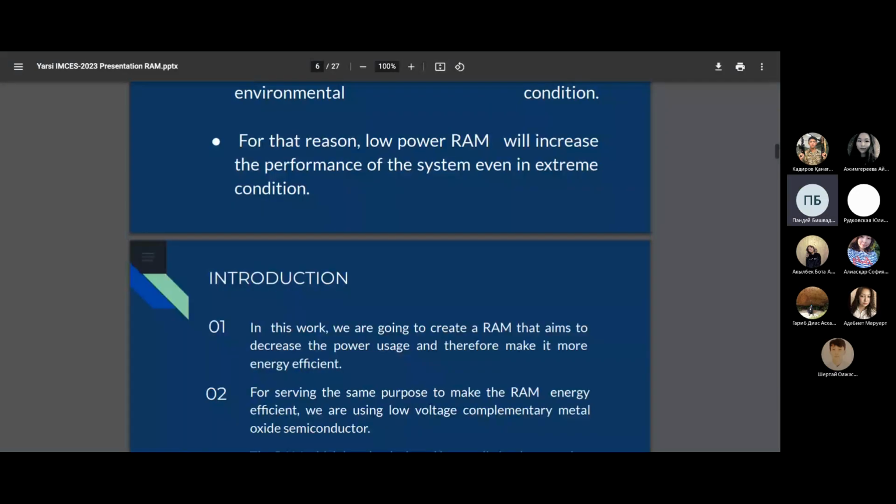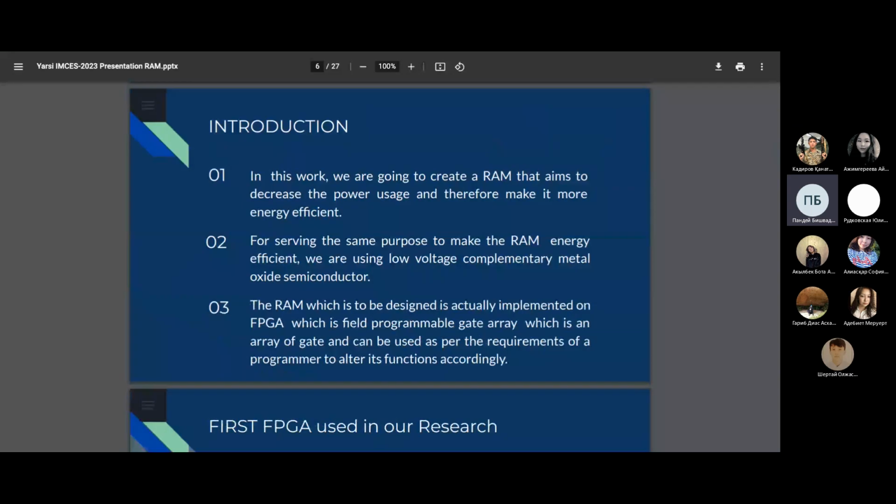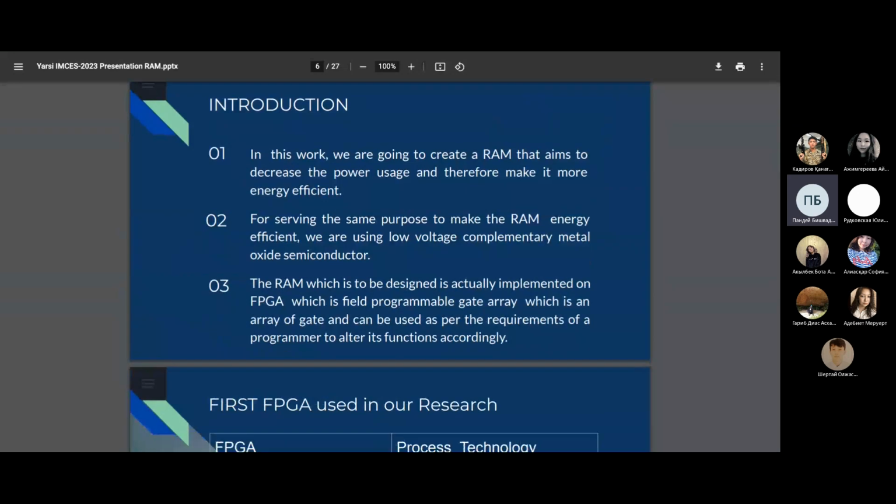Introduction. In this work, we are going to create a RAM that aims to decrease the power usage and therefore make it more energy efficient. For serving the same purpose, to make the RAM energy efficient, we are using low voltage complementary metal oxide semiconductor.